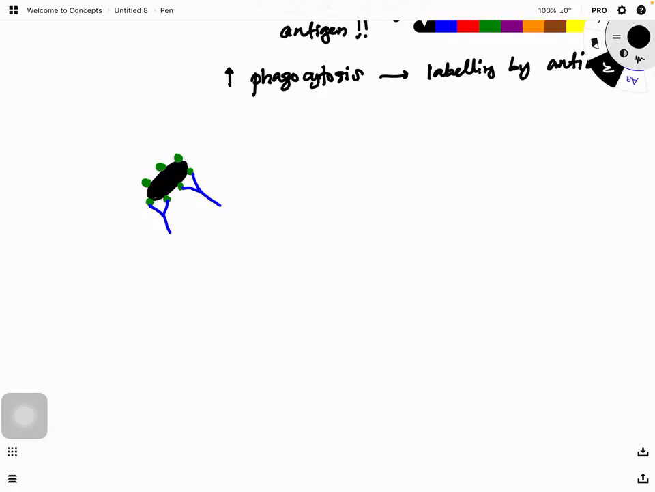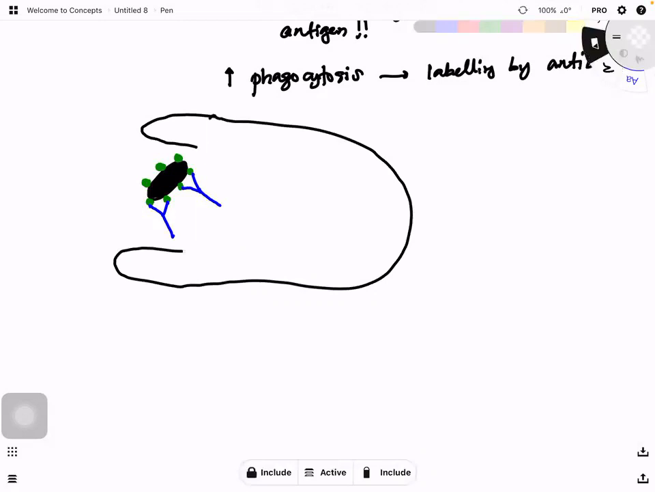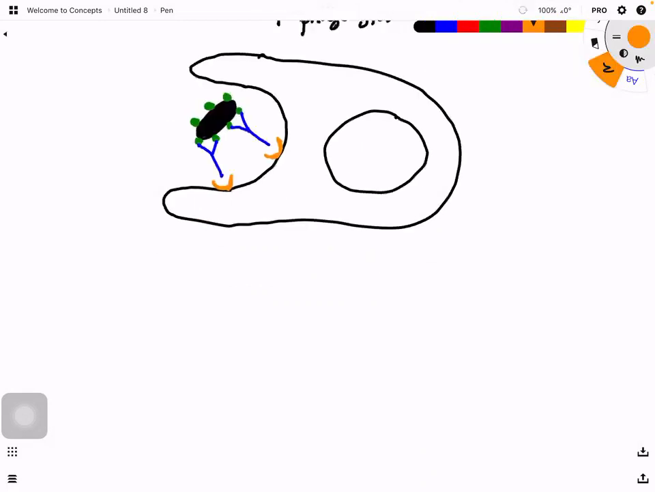So what happened here is the macrophage now extends the cytoplasmic projections, for example, and starts to engulf the pathogens. How can they do this? Because at the surface of the macrophage, they have a special receptor here, known as the FC receptor. Okay, label. This one is known as FC receptor.